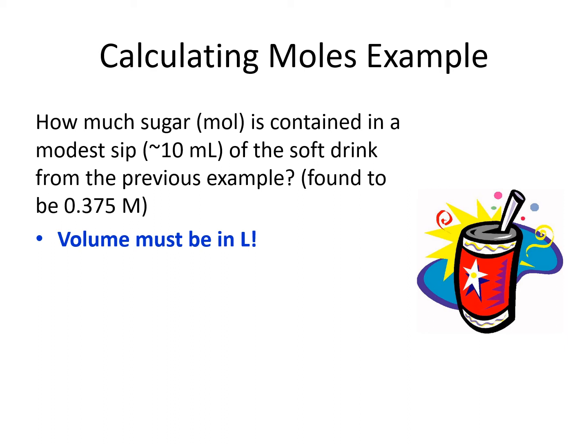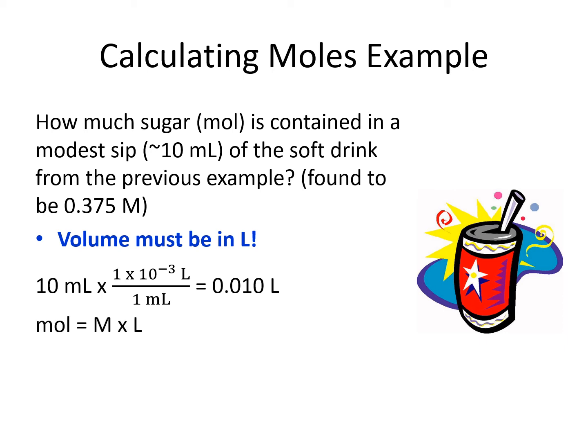Again, anytime we use our molarity equation, the volume has to be in liters. We need to take our 10 milliliters and convert it into liters before we can put it into any rearrangement of our molarity equation. So we take our 10 milliliters and multiply by 10 to the minus 3, and it gives us 0.010 liters. So now we have a molarity and we have liters, which means we can solve for moles.